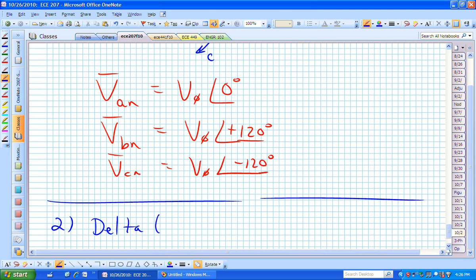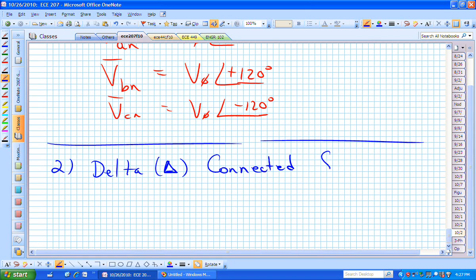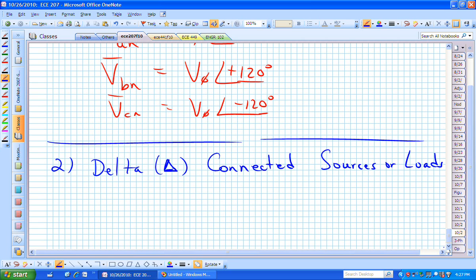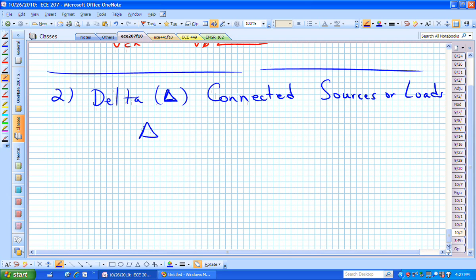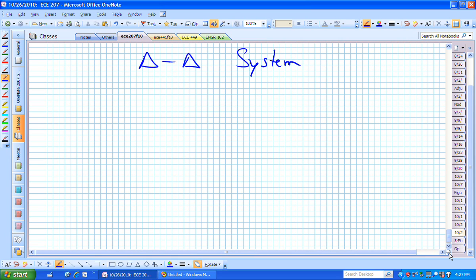That's delta. That was supposed to be a triangle. That's a delta, and now that I've gone over it 6 times, it's going to erase it. But we now have delta connected, or the possibility of having delta connected sources and/or loads. Suppose I have a delta-delta system. What would that look like?